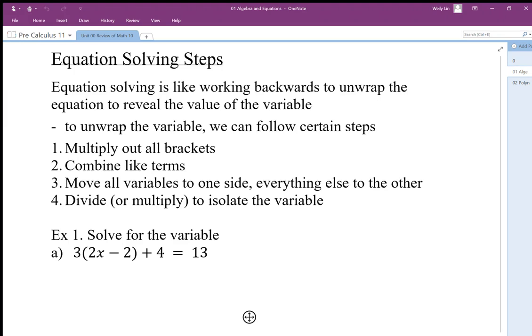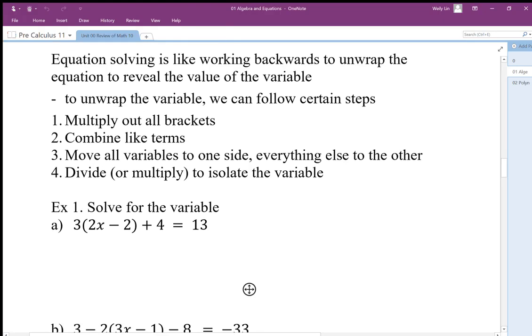So here are some steps that we could follow. Now there's only one rule, and that's keep it balanced, but we could follow some of these steps. The idea of equation solving has a couple of important things to keep in mind. We want to keep it balanced. We're trying to unwrap the variable. We're trying to undo the calculations. So we're trying to work backwards essentially, and we want to undo the calculations.